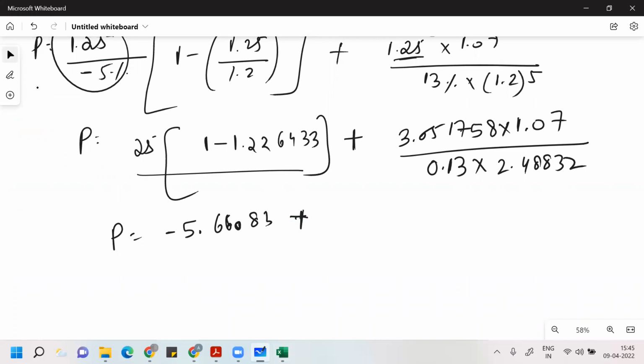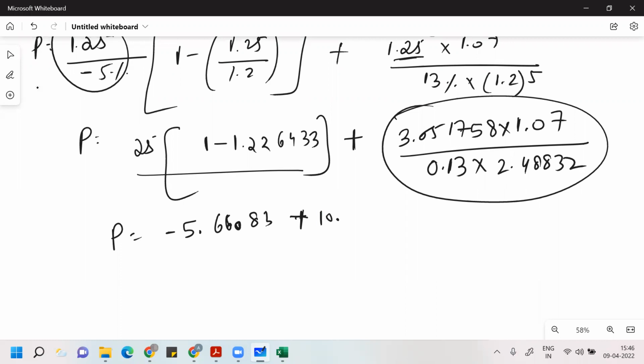Plus, solve this, so use a calculator. If I use the calculator, 1 minute. So 3.051758 into 1.07, divide by 0.13, divide by 2.48832. You'll get 10.0944877. So your price of the share is minus 5.66083 plus 10.0944877, which is 4.4336. This is your answer.